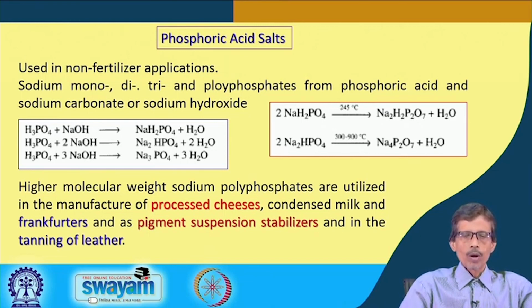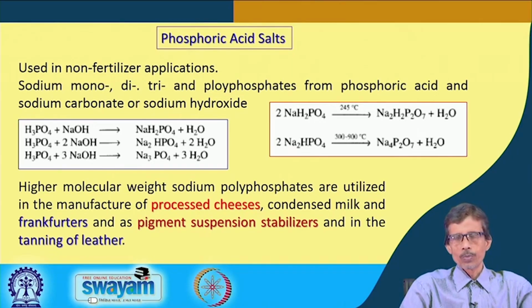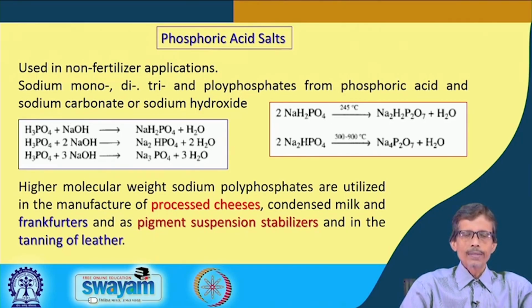Only the higher molecular weight species are useful, not only the simple sodium salts. That means sodium hydrogen phosphate, disodium hydrogen phosphate, or only sodium phosphates are not useful. You can go for the more complex ones, that means the bi-, tri-, etc. as a stabilizer for processed cheeses. It can be a stabilizer or protector for condensed milk.